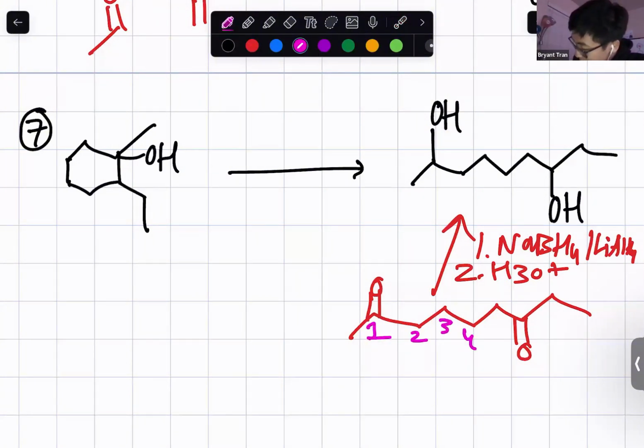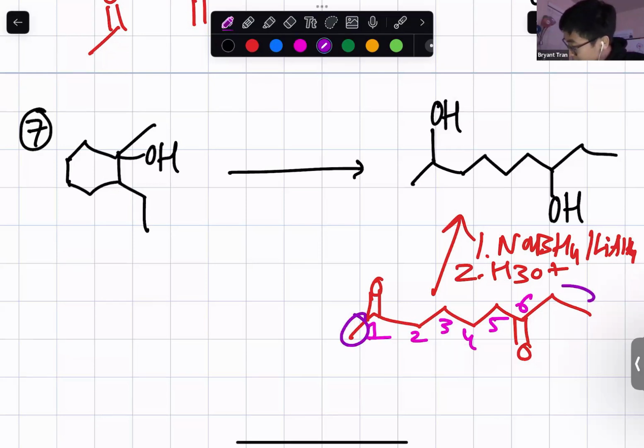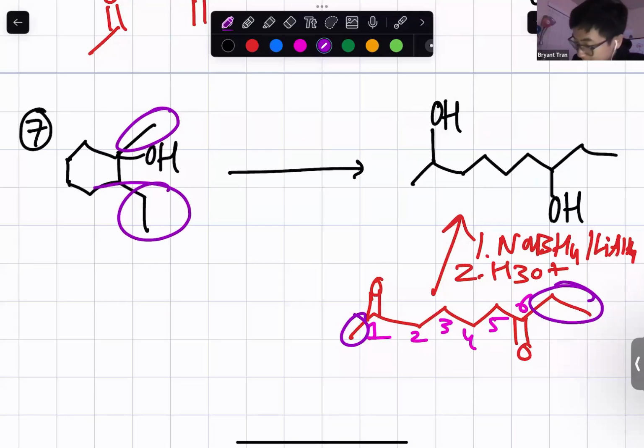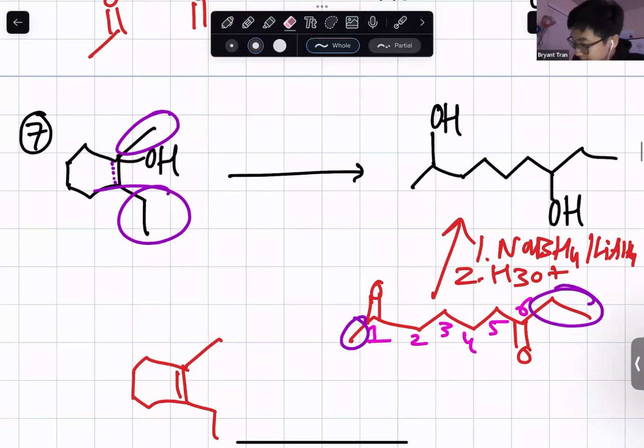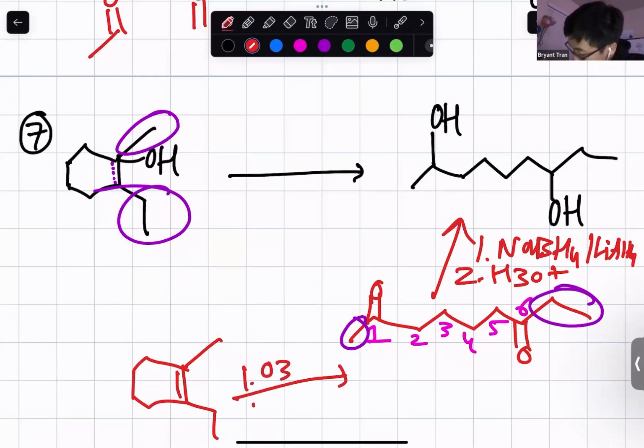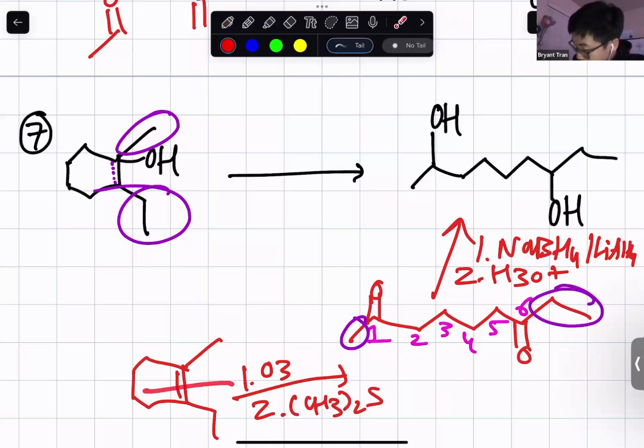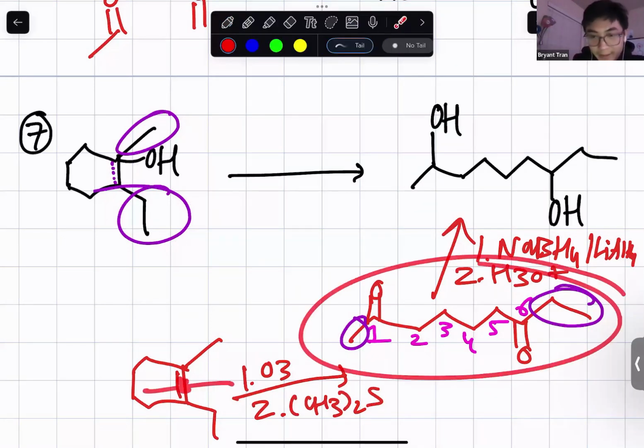1, 2, 3, 4, 5, 6. And you notice how there is a methyl group here and an ethyl group here at the end? That means there was an alkene right here. So if we go backwards and say there was an alkene right there, and we cut it open with ozonolysis, first step O3, second step H2S or dimethyl sulfide, that would cut this double bond in half and put two oxygens in the middle to get that right there.